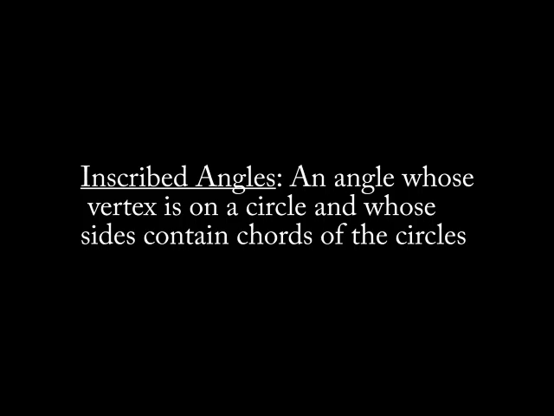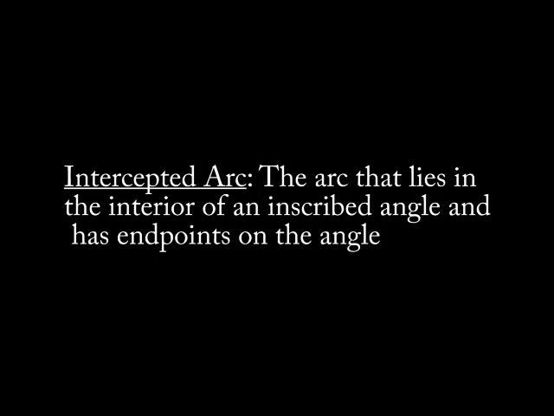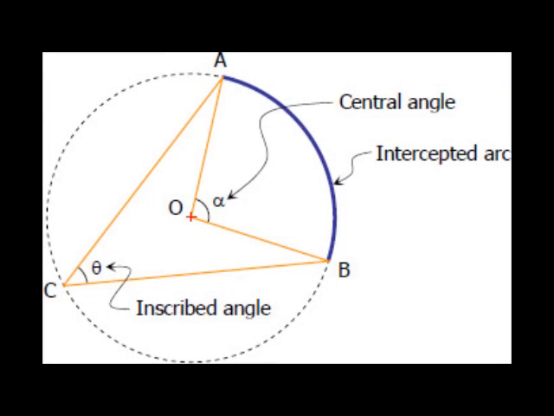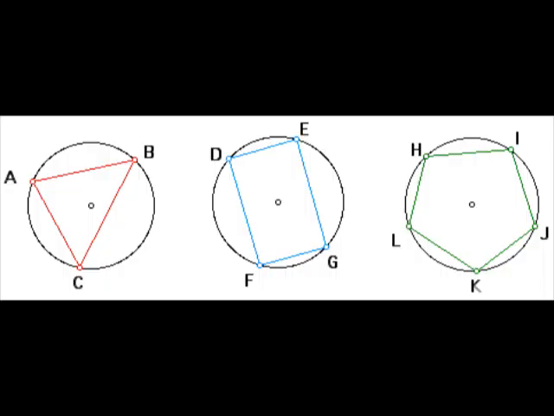Inscribed angles. An angle whose vertex is on a circle and whose sides contain chords of the circle. Intercepted arc. The arc that lies in the interior of an inscribed angle and has endpoints on the angle. Inscribed polygon. A polygon that has all of its vertices on the circle. Circumscribed circle. A circle that contains the vertices of an inscribed polygon.